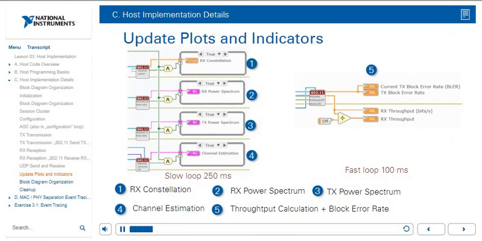Our final two loops of main code on the host are the slow and the fast update plots and indicators loop. The first loop is the slow loop, which runs once every 250 milliseconds, and this will update the RX constellation, the RX power spectrum, our channel estimation, and the TX power spectrum. The fast loop will run once every 100 milliseconds, and this will update our throughput constellation and our block error rate constellation, which we want to keep up to date a lot faster.